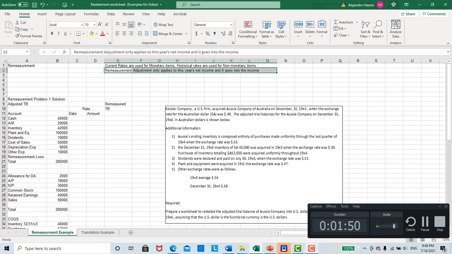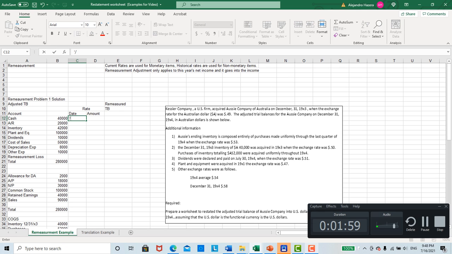Just like the last one, I'm going to identify the rates that you would use for different items. Cash and accounts receivable are monetary assets, so for your monetary items we use current rates. The current date is 12/31/X4. You acquired the company at 12/31/X3, exactly a year ago. So the current rate is the rate at 12/31/X4, and we'll use the same rate for accounts receivable.